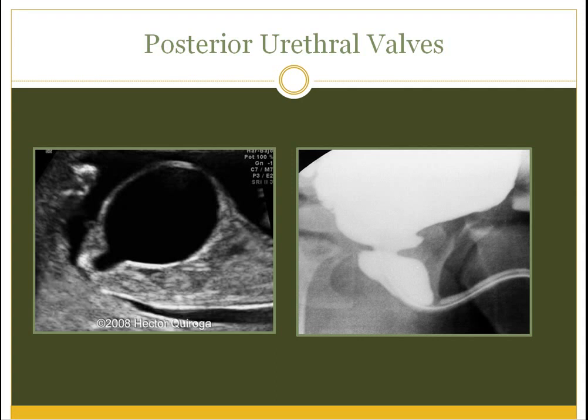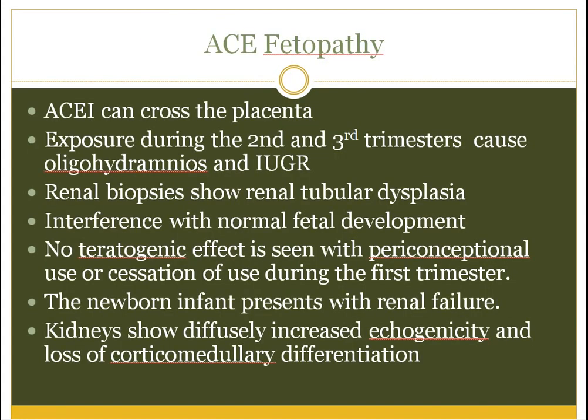And this is how it appears on ultrasound, and you can see this is what I was talking about, the keyhole appearance of the posterior urethral valve. And this is the VCUG with the contrast agent, and you could see the obstruction. So sometimes you can pick it up by VCUG as well.